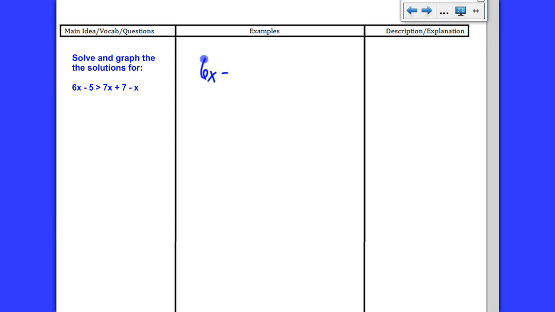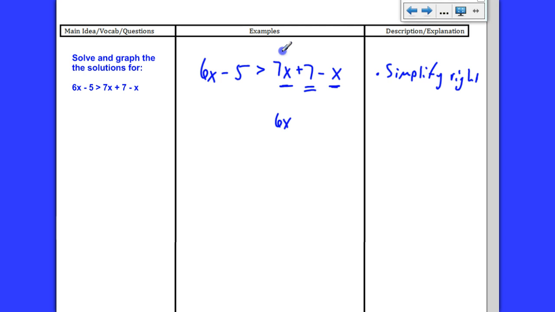I believe, on this, 6x minus 5 is greater than 7x plus 7 minus x. All right, you have to simplify the right side because you have like terms here and here that need to go together. That 7 is not a like term. So I'm going to add 7x minus x, and that's 6x. Do you see what I did? I combined this one minus this one. Since those are like terms, you can do that. So you have 6x plus 7 on that side.